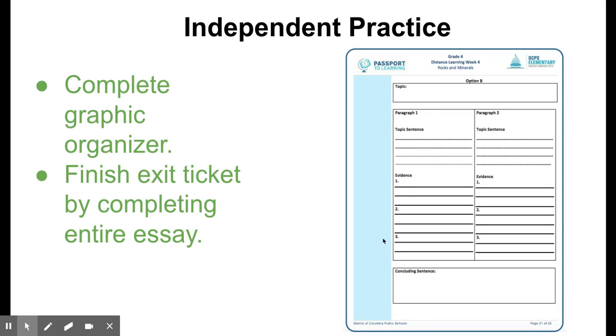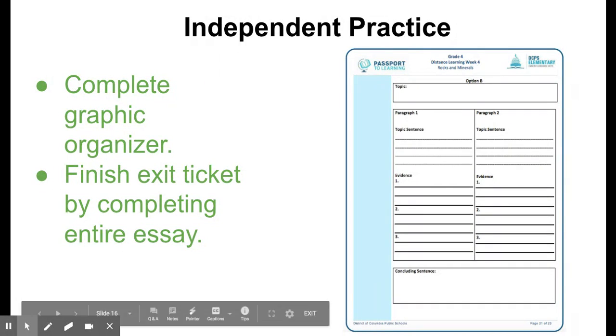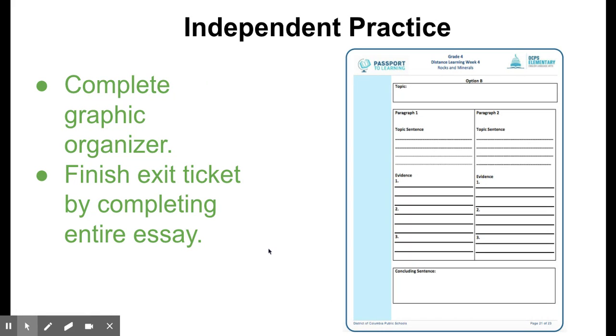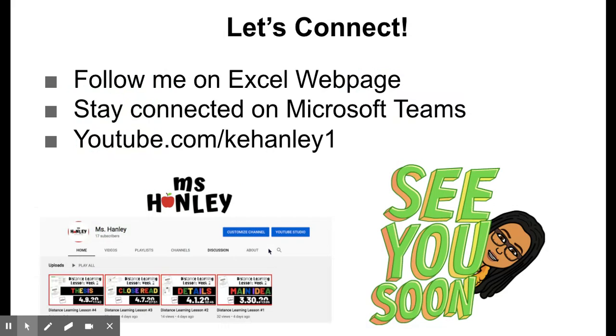For practice today, you are going to complete this graphic organizer by adding your thesis statement, topic sentence for paragraph 1, evidence, topic sentence for paragraph 2, evidence, and your concluding sentence. After you're done, you can finish your entire exit ticket by completing your entire essay, either typing it up or handwriting it out and sending it to me either via text or Microsoft Teams.